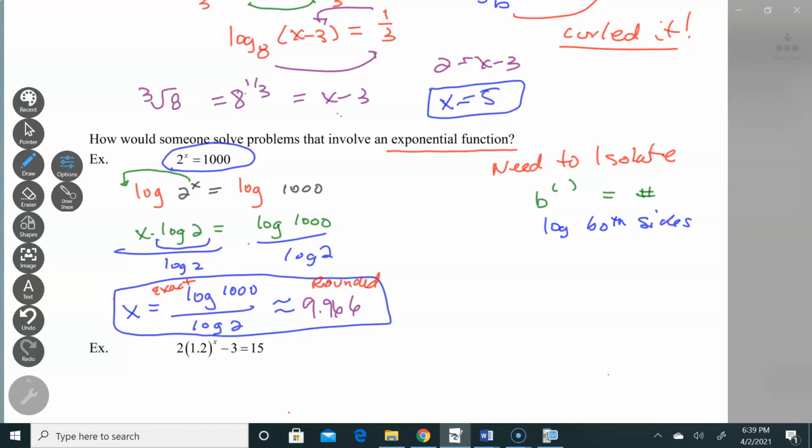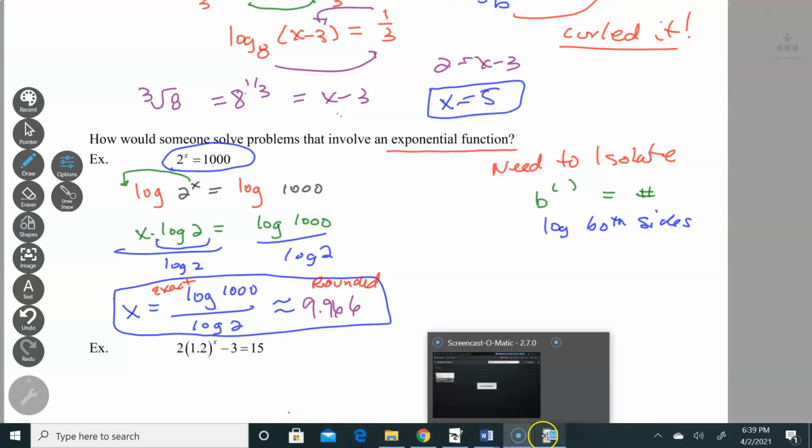I could put this back into the original problem and I should get the same. In fact, let me try it. I'm going to cheat here a little bit.